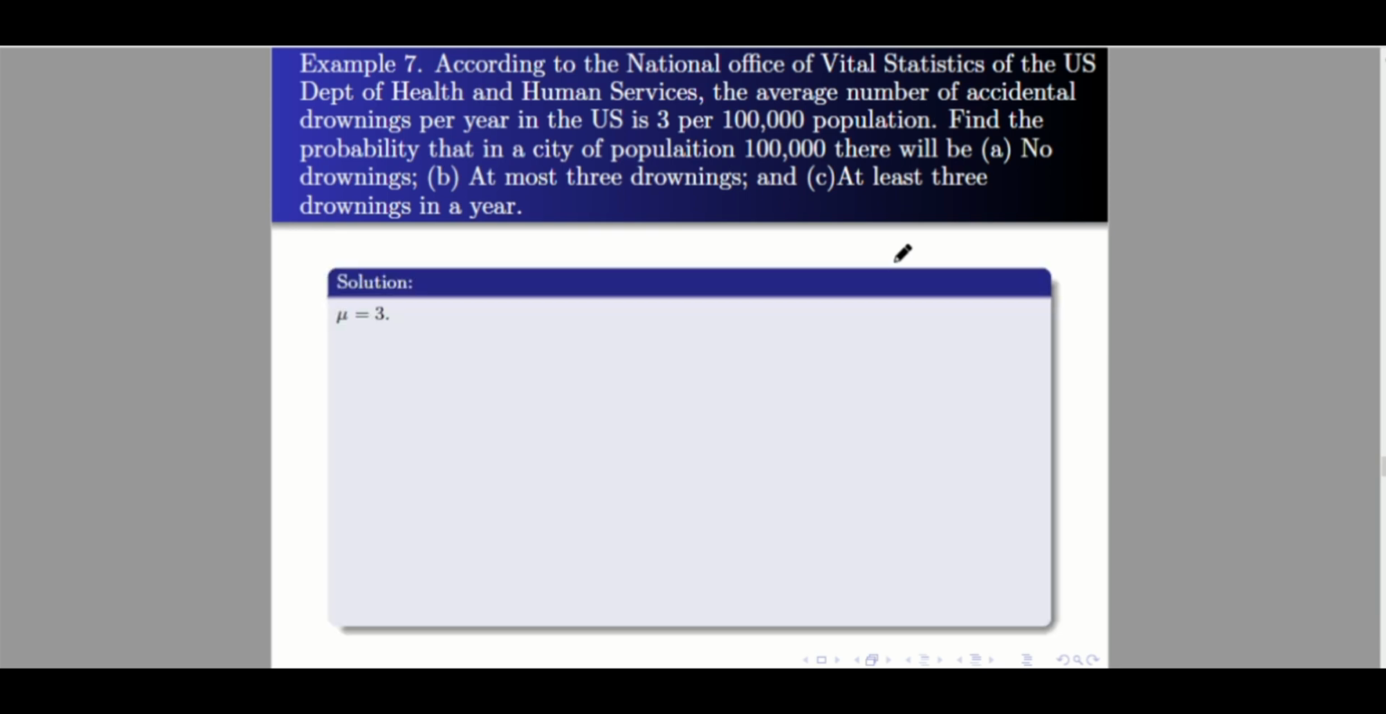Next, example 7. According to the National Office of Vital Statistics of the U.S. Department of Health and Human Services, the average number of accidental drownings per year in the U.S. is 3 per 100,000 population. Now, find the probability that in a city of population 100,000, there will be A, no drownings, B, at most 3 drownings, and C, at least 3 drownings in a year. So it's given that the mean is 3 here. No drownings meaning X equals 0. So using the formula, we have 0.0498. So there is a small chance that there will be no drowning in a year.